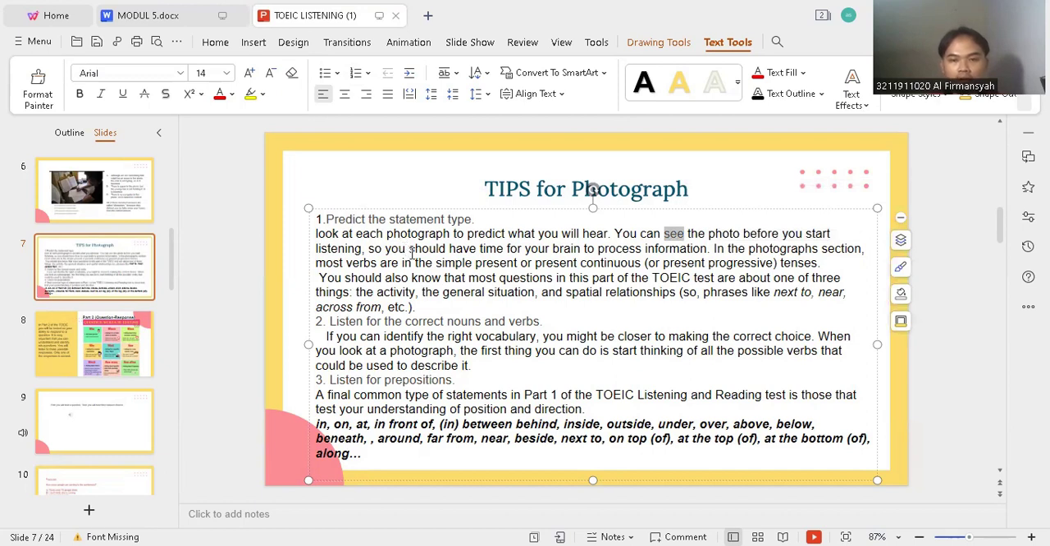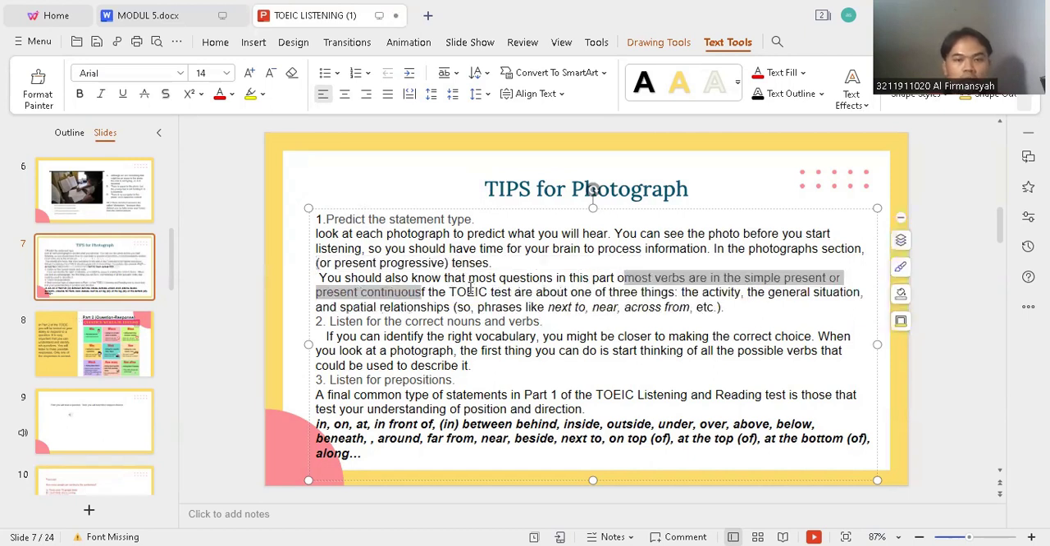And then, in this photograph section, most of the verbs used in this part are in the simple present tense or the present continuous tense. So with these two tenses, simple present and present continuous, we can actually know what situation we will see in the image.